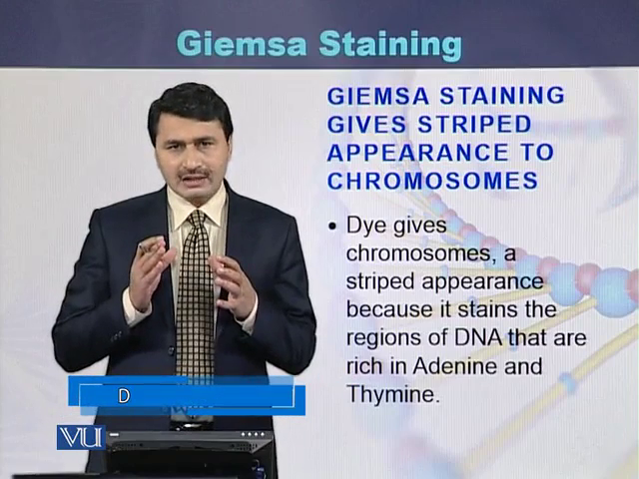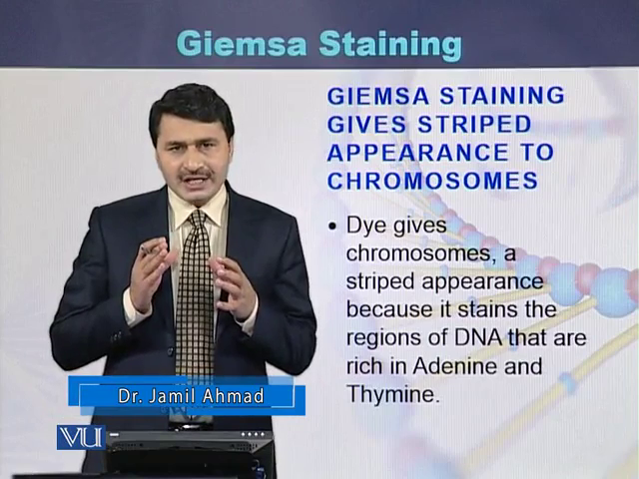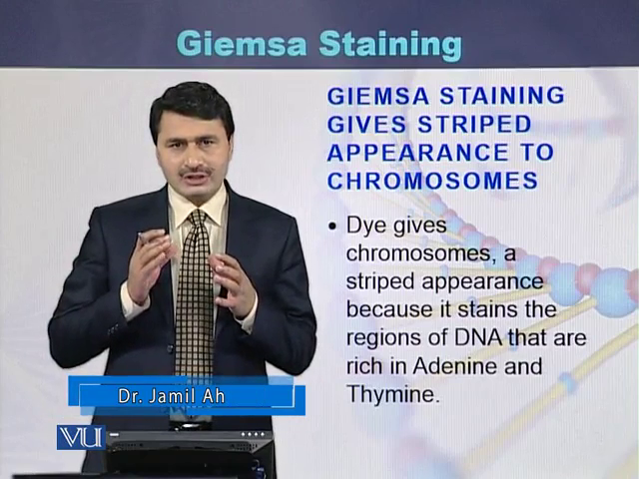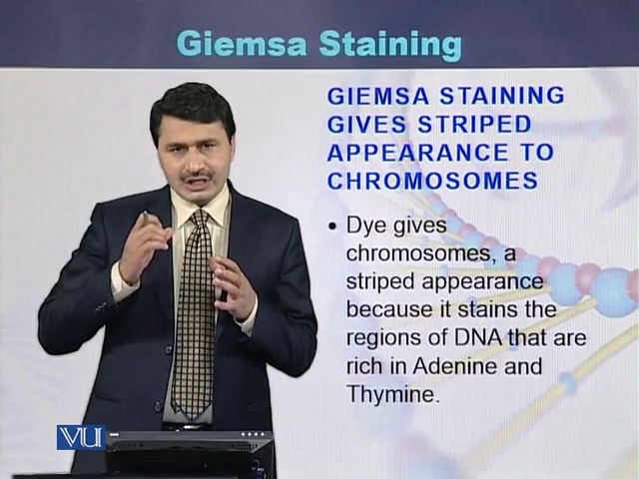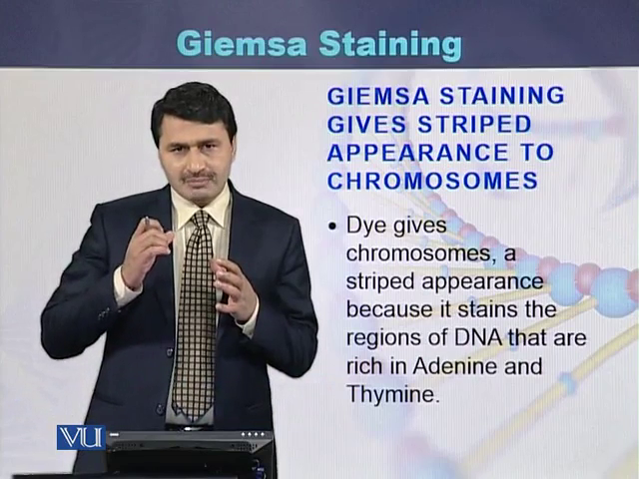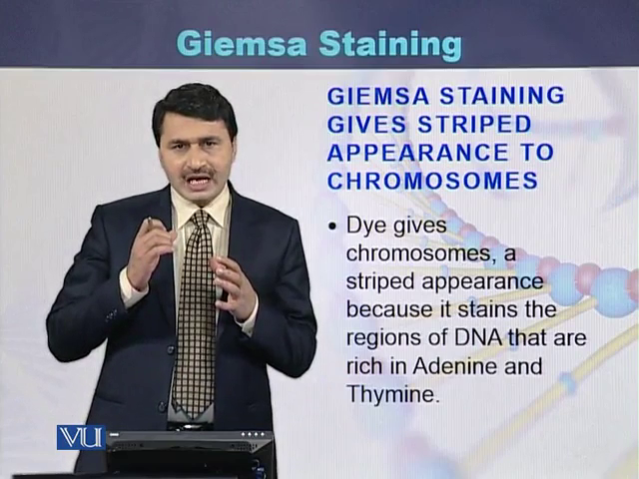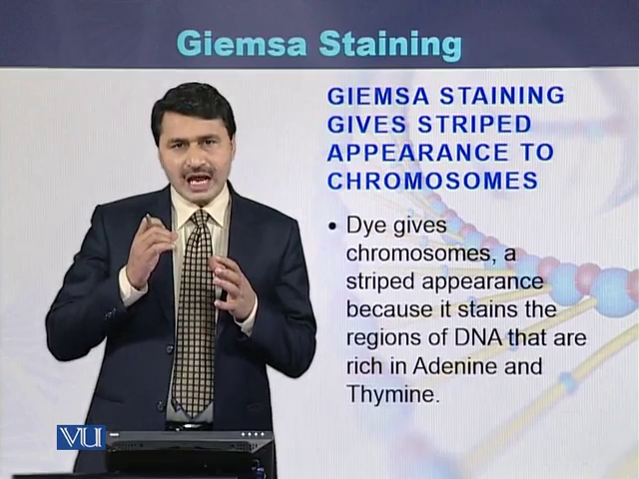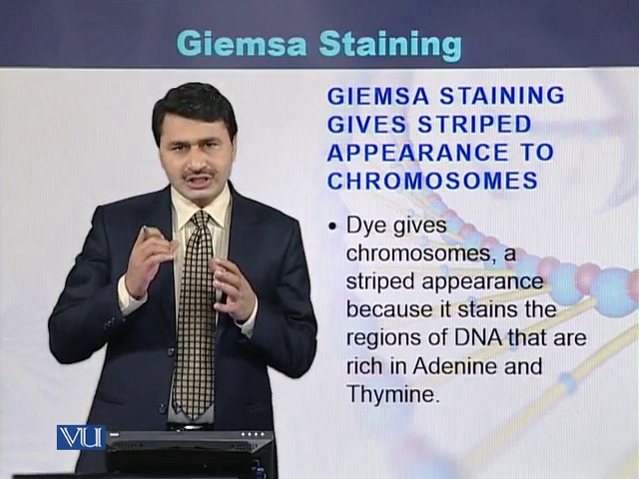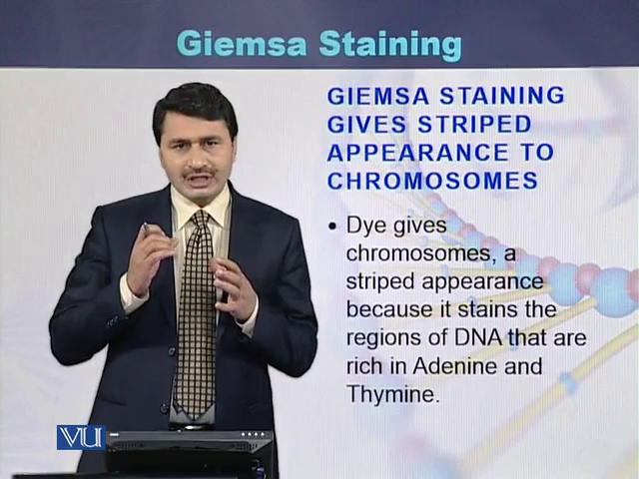The dark bands are those bands that are rich in adenine and thymine. So a dark band appears rich in color, because of the presence of adenine and thymine in those regions. And Giemsa stain binds to AT rich regions, that is the reason these bands look dark in color.